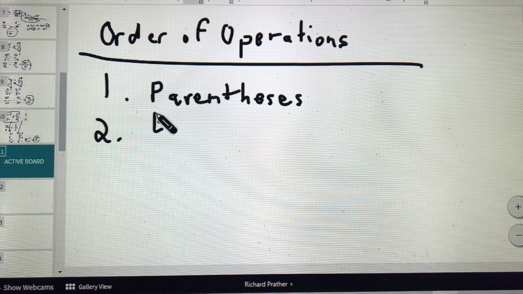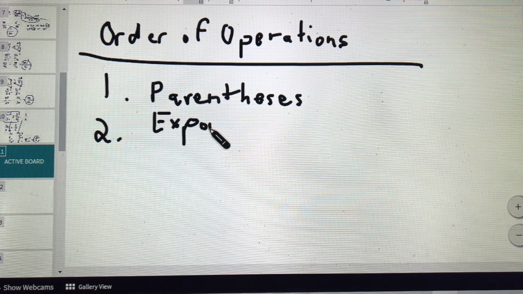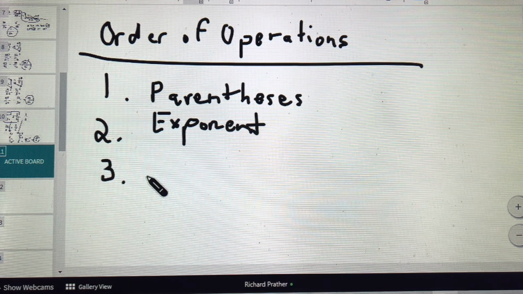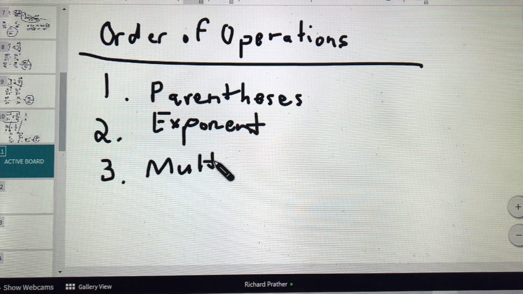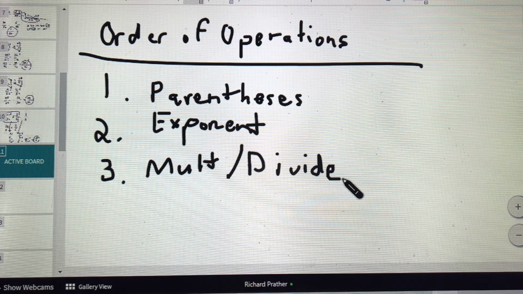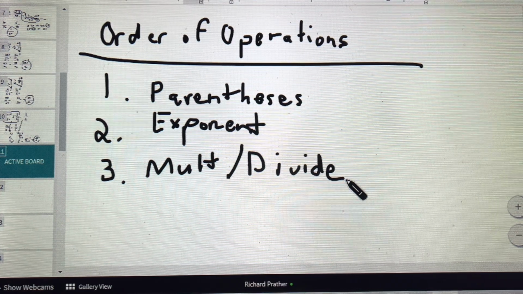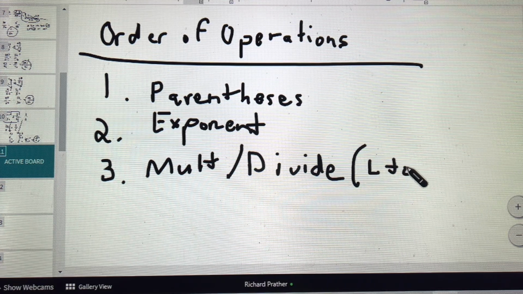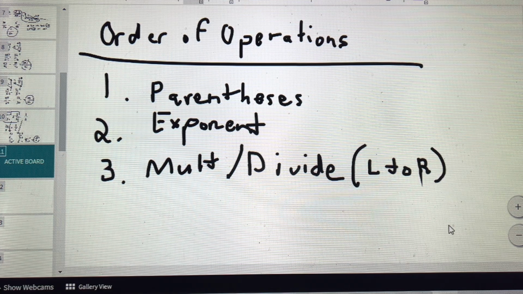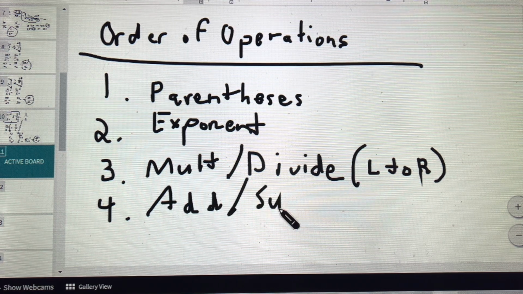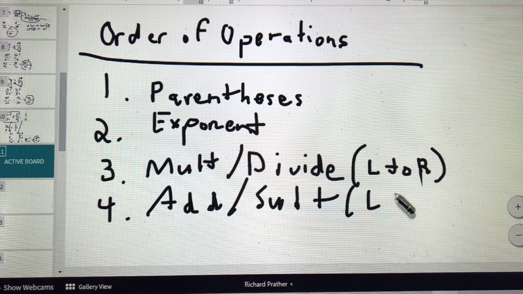Second, you do any kind of exponent. Now, there's a little misconception on the third level. The third level is multiply or divide, but not necessarily multiply before divide. These two are at an equal level. If the dividing happens to come first, left to right, then you do that first. Some people think you always multiply first, which is not true. You have to take those left to right. Same thing with the last level, add and subtract. Left to right. You might subtract before you add.